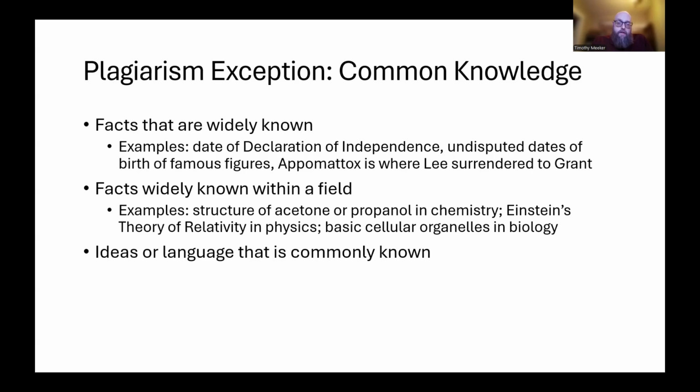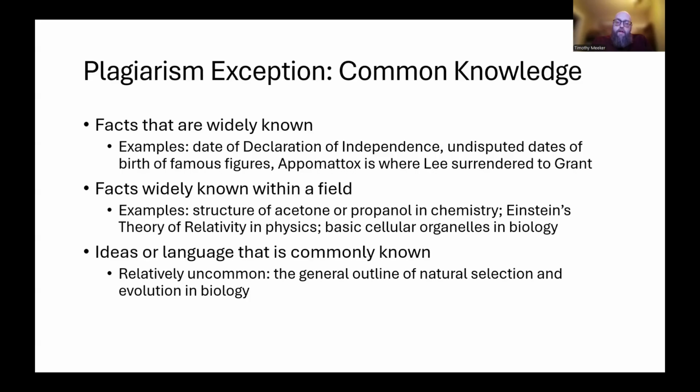Ideas or language that is commonly known. This is the second type of common knowledge. This is actually relatively uncommon. If you're in biology or you're writing within the context of biology journals, the general outline of natural selection and evolution by natural selection would be something that you could assume you don't necessarily need to cite, unless you're citing some variant or improvement on Darwin's original theory.